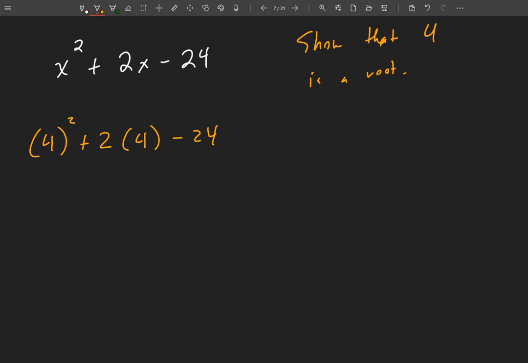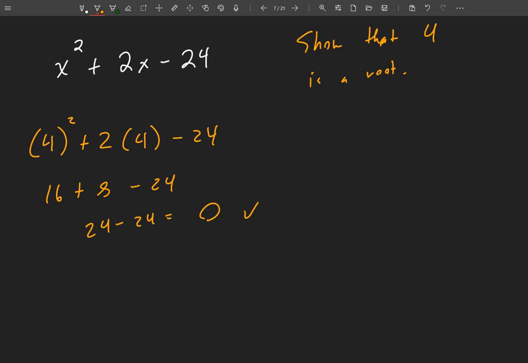So let's do that. 4 squared, 16. 2 times 4 is 8, minus 24. 16 plus 8, 24, minus 24. Look at that. In fact, it gives us 0. That's so cool. I've done a million of these things, but I don't know, it just still excites me when this stuff actually works out like it's supposed to.